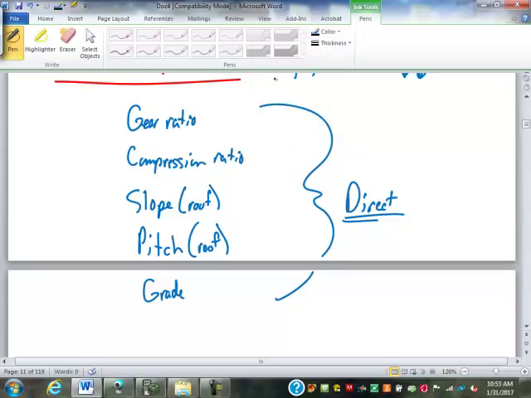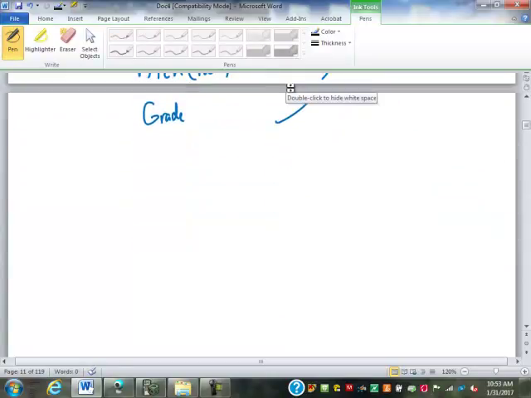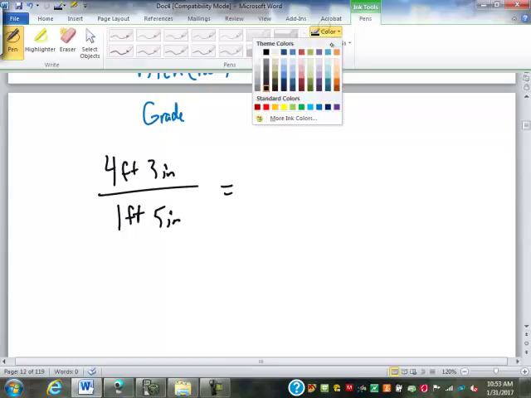These ratios and these proportions can get a little bit more complex. For example, you might have 4 feet 3 inches compared to 1 foot 5 inches. Well, that's kind of ugly, isn't it? How could we simplify that ratio?